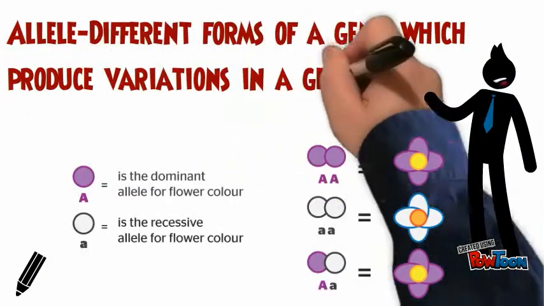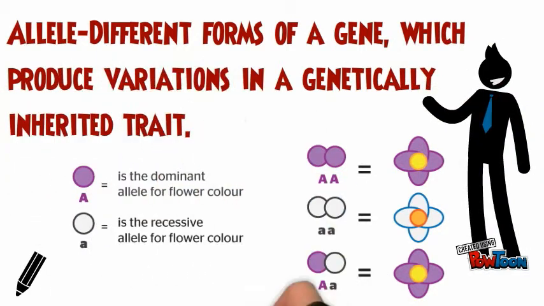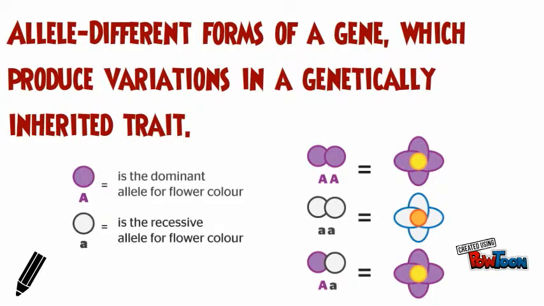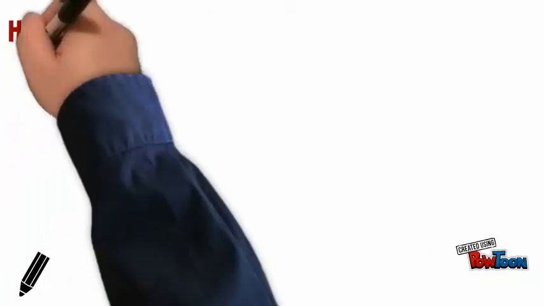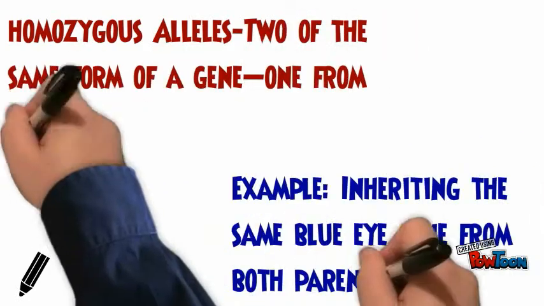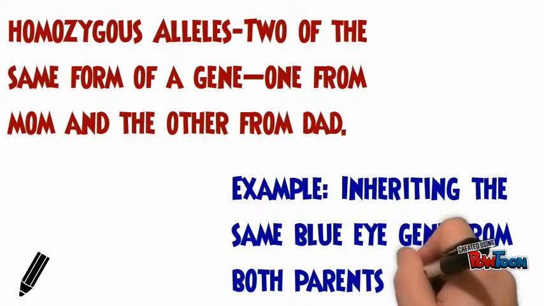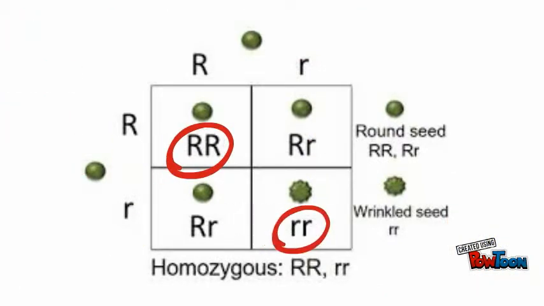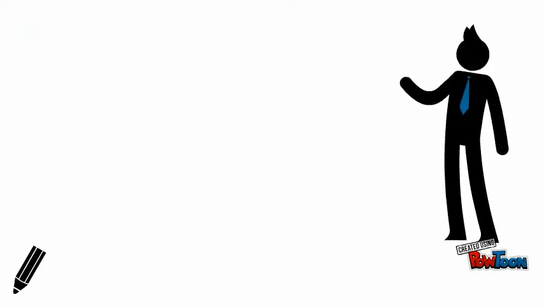Allele is the different forms of genes which produce variations in the genetically inherited trait. So there's dominant alleles and recessive alleles. Homozygous alleles means that the alleles are the same form, so either both capital or both lowercase. As you can see here, 2 dominants or 2 recessives would be homozygous.